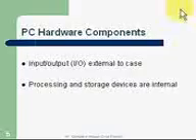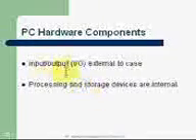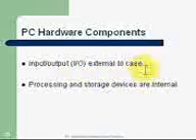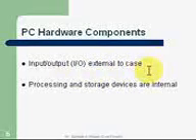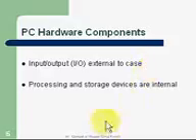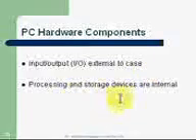PC hardware components, input, output, I/O, external to the case. We'll go over some examples of things that are coming into the computer. Your keyboard would be an input device. Your monitor would be an output device. Processing and storage, these are devices that are internal to the case.